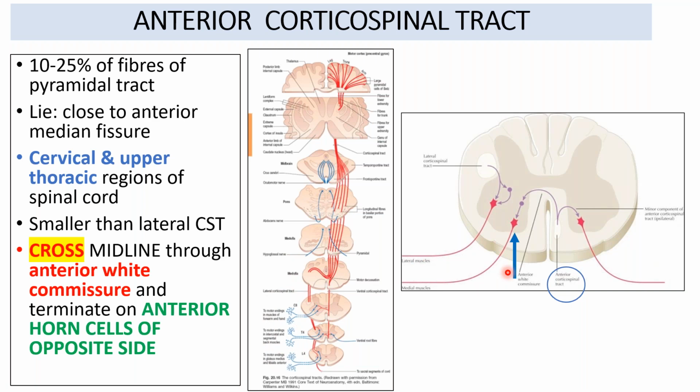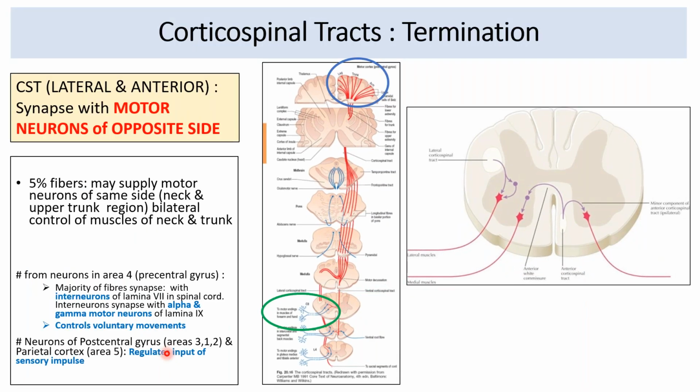So they are crossing in the midline through the anterior white commissure, supplying the anterior horn cells of the opposite side. So the role of both the lateral and anterior corticospinal tract is that they originate from one side, and these tracts are going to supply the motor neurons on the opposite side. But very few fibers, like 5%, may supply the motor neurons of the same side, that too in the neck and upper trunk region. You can see over here, on the same side, that is very few fibers.